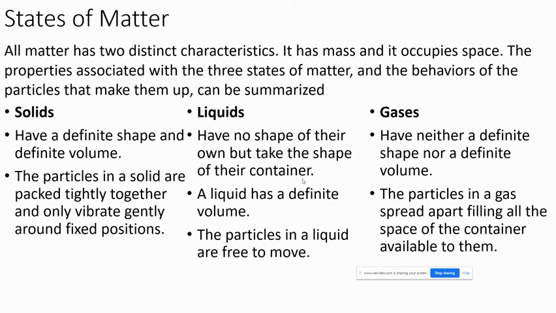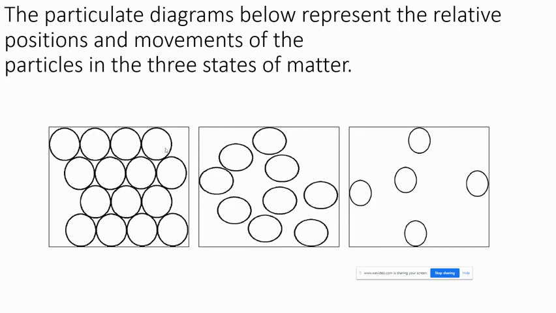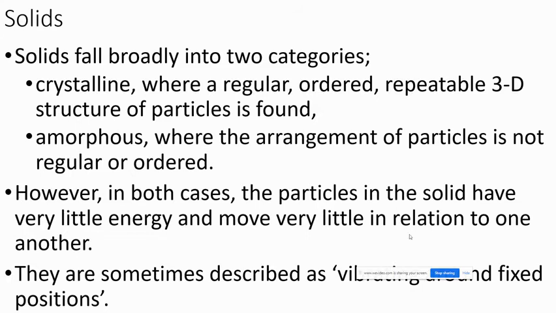Just kind of another summary of that. And then if you look at that particulate diagram like they wanted us to, you can see that these are vibrating in place, these are close to each other, and then these are spread out. So solids fall into kind of two categories: crystalline solids, where they have a regular ordered arrangement, 3D structure. Those were the ones that we were looking at before, where you could see the definite order of them.